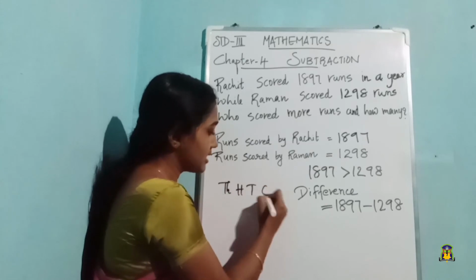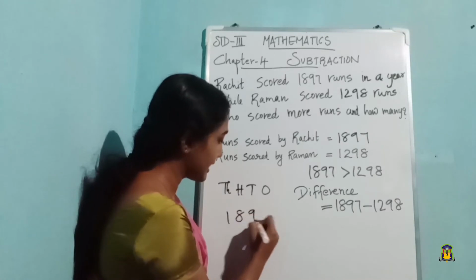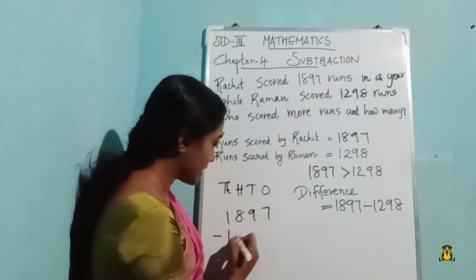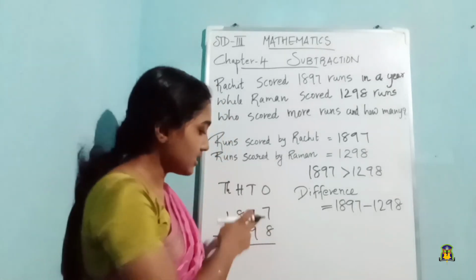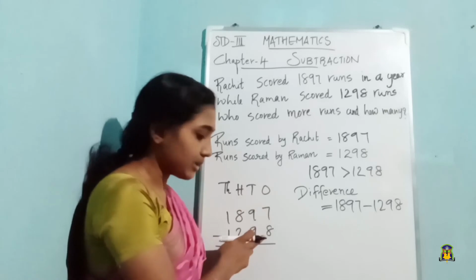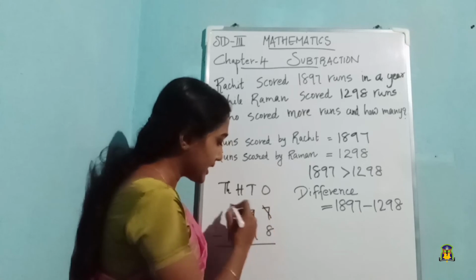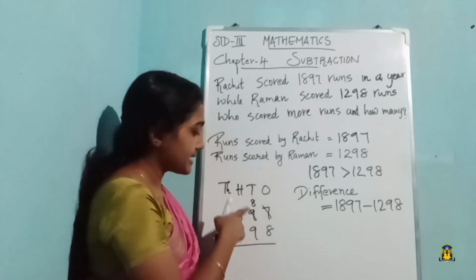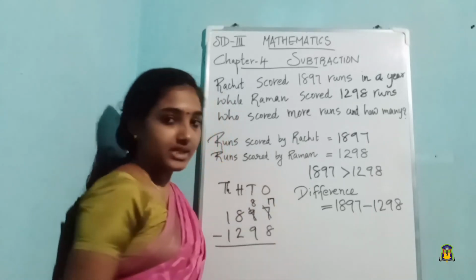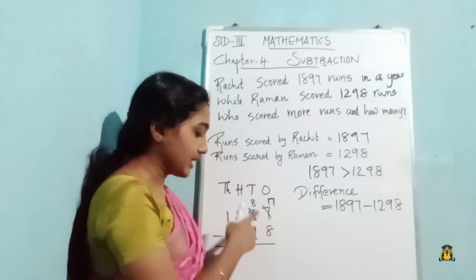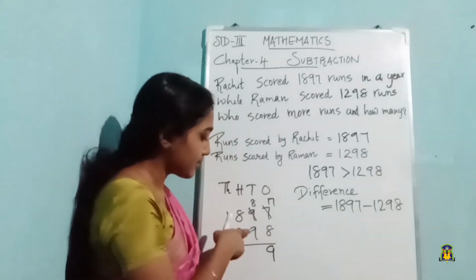Okay, now we can subtract this. So on subtracting, let's check what we will get. Okay, it's 1897 minus 1298. Okay, so on subtracting, starting from the ones place, it's 7 minus 8. 7 minus 8 is not possible. So we can borrow from the next place, and on borrowing 9 in tens place becomes 8 and 7 in ones place will become 17. So now it is 17 minus 8. 17 minus 8 is 9 and in tens place it's 8 minus 9.